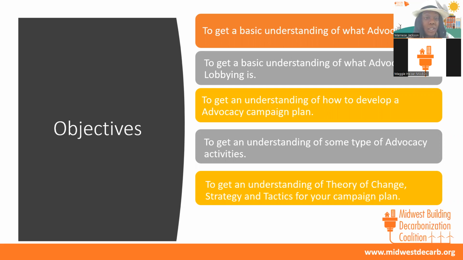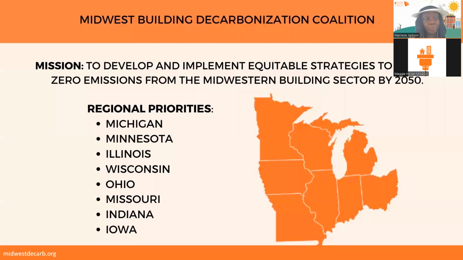And so today's objectives are to get a basic understanding of what advocacy is, to get a basic understanding of what advocacy versus lobbying is, to get an understanding of how to develop an advocacy campaign plan, to get an understanding of some types of advocacy activities that you can do, and then get an understanding of the difference between your theory of change, strategy, and tactics for your campaign plan that you can take away into your local or state advocacy efforts, or even federal advocacy efforts.